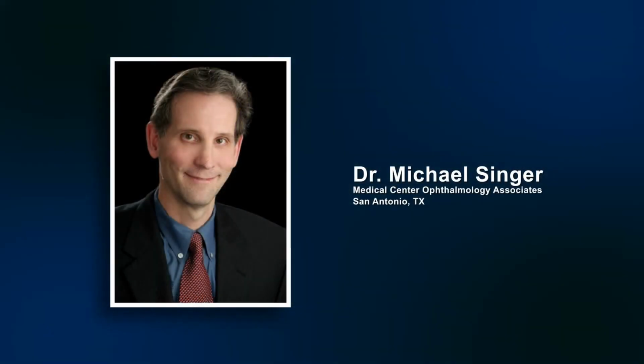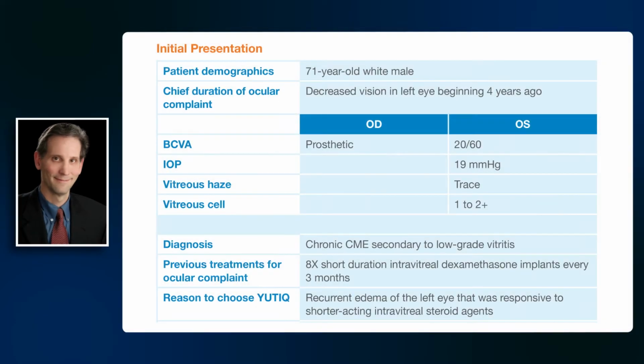So I'm going to talk about a patient of mine who's a 71-year-old male with a history of decreased vision beginning 4 years ago. The patient had a history of retinal detachment in his right eye and subsequently had phthisis and a prosthetic eye. In his left eye, he had low-grade vitritis approximately 2 to 3 months after a retinal tear procedure. He was given multiple short-duration intravitreal corticosteroid implants to control his relapsing cystoid macular edema, and he ended up having about 8 shots given every 3 months over a number of years.